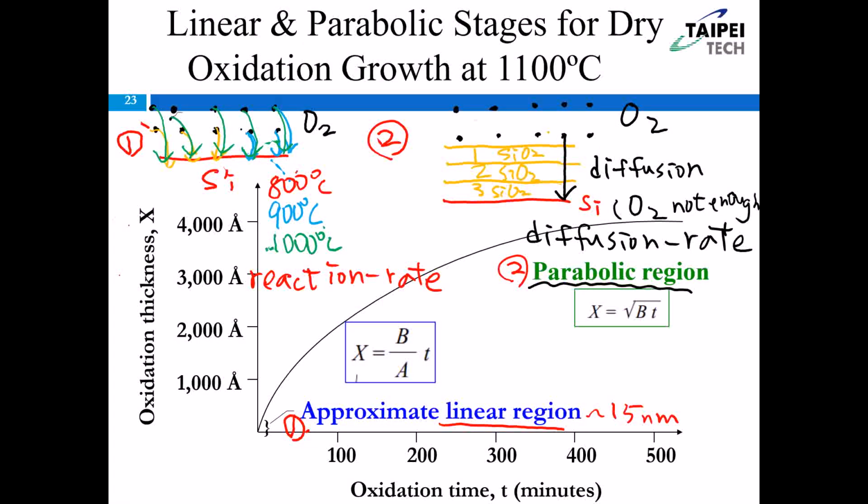So for the first stage and the second stage, I think the simple way to think about the mechanism is, for the first stage, you can think the oxygen is enough, okay? And for the second stage, we don't have enough oxygen, okay? Therefore, the diffusion rate controls the growth rate of the oxidation, okay?